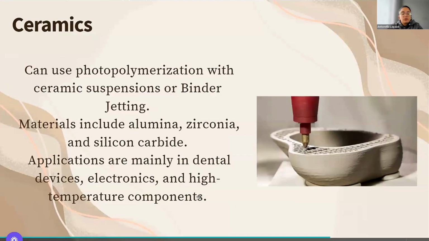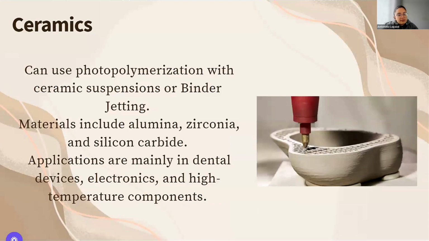And very interesting too, we have 3D printing with ceramics, and here we have an image of a 3D printer in ceramics, but for decoration, for example. But we can use this material for other applications like dental devices, electronics, and high temperature components. This is additive manufacturing, less common, but right now is growing quickly.